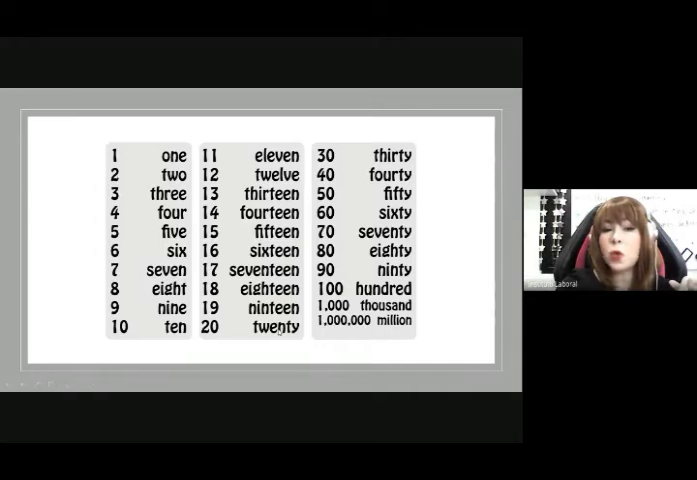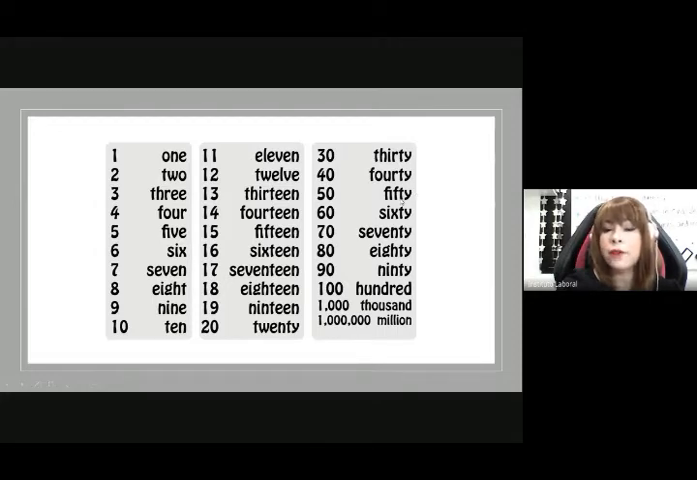If you want to say 21, then you combine 20 plus the word 1: 21, 22, 23, 24, 25, 26, 27, 28, 29. Now we move to 30: 30, 31, 32, 33, 34, 35, 36, 37, 38, 39. Now we move to 40: 40, 41, 42, 43, 44, 45, 46, 47, 48, 49.